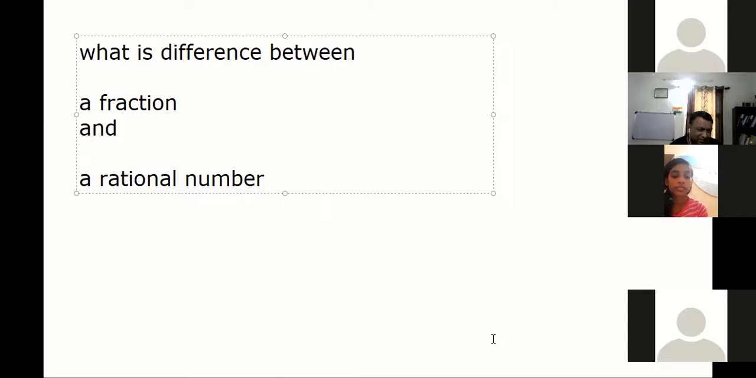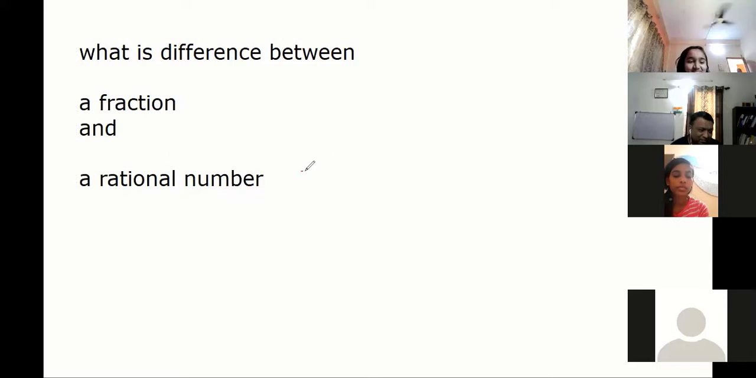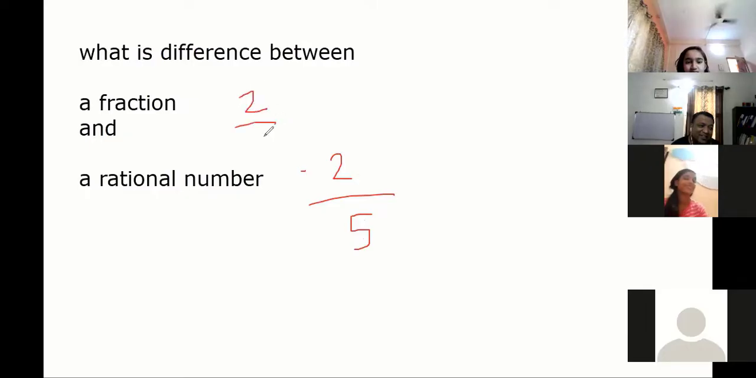For example, a rational number can be minus 2 by 5, but a fraction can only be 2 by 5. Everybody give a big clap to Asta. Very good, Asta. That's the point. Superb. It's a very thin difference. Every fraction is a rational number, but all rational numbers are not fractions.